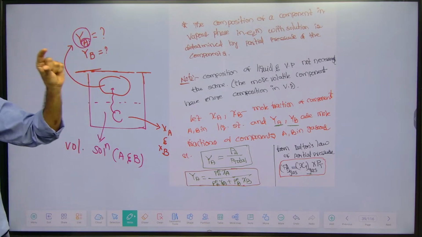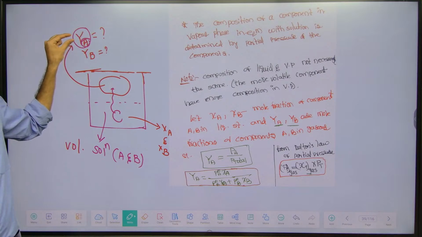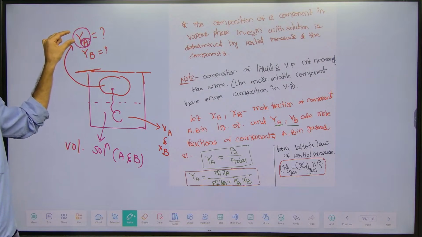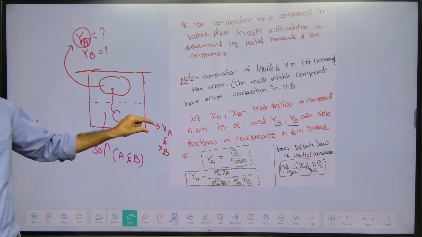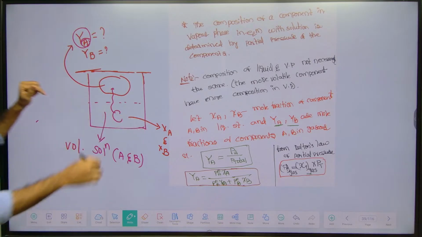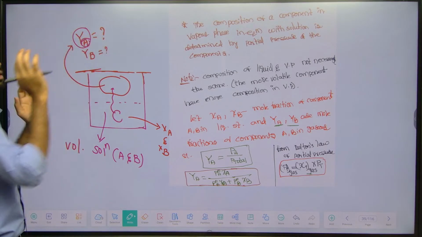So what is the indication of Y here? Mole fraction in vapor phase. Xa means mole fraction in liquid phase. Now, how can you calculate this value? That is the question.